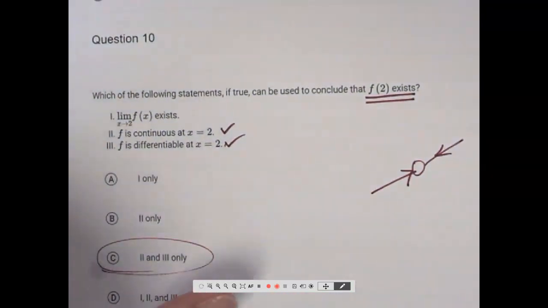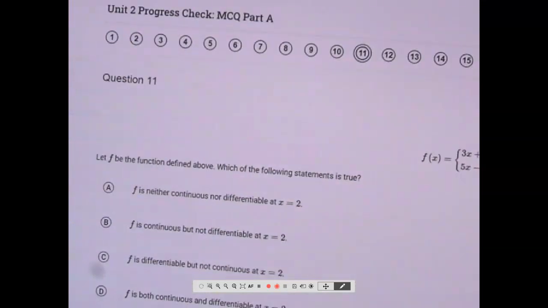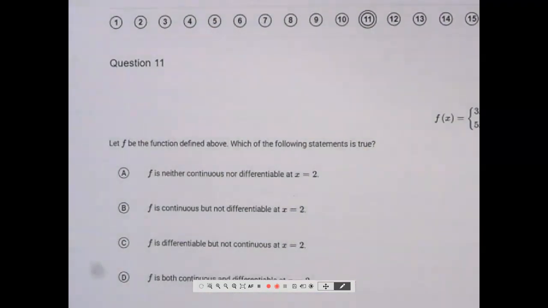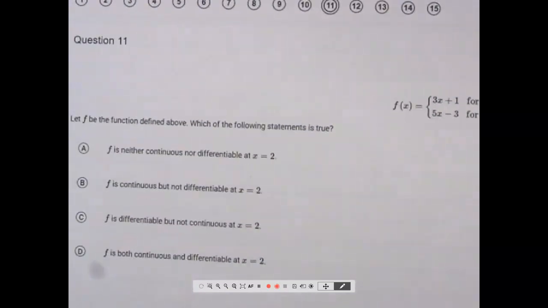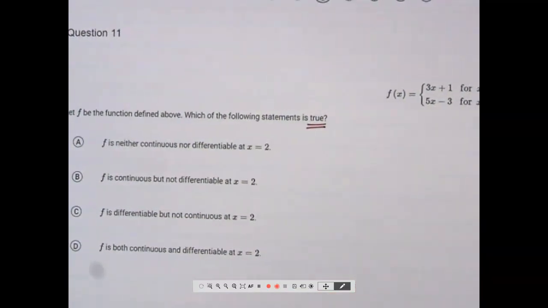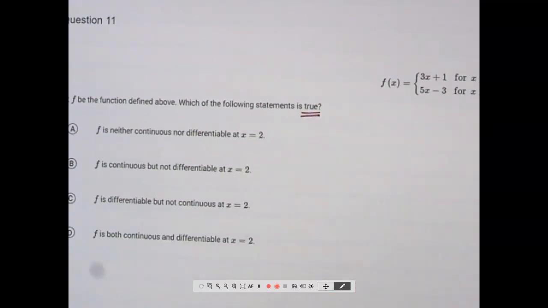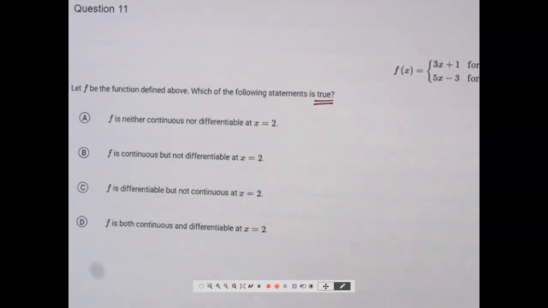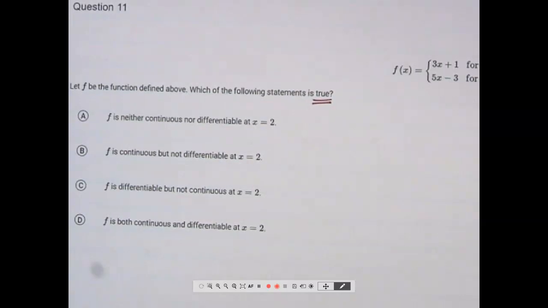All right, here's another true or false situation. Question 11. Let f be the function defined above, which is this piecewise. Which of the following statements is true? F is neither continuous nor differentiable at 2. F is continuous but not differentiable. F is differentiable but not continuous. F is both continuous and differentiable. How am I going to find out?